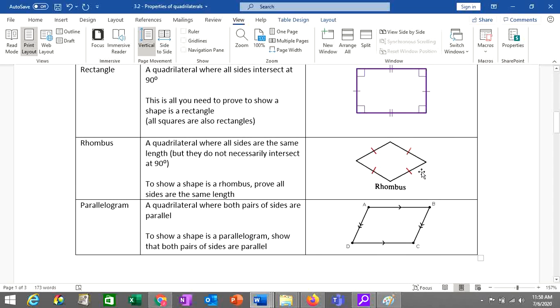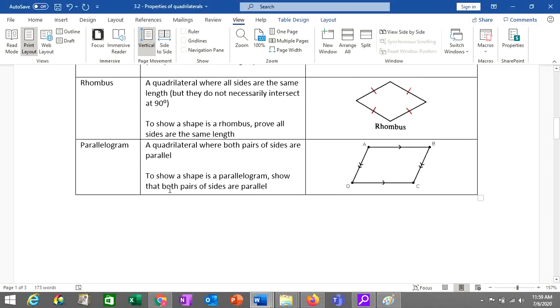A rhombus. So a rhombus is a quadrilateral where all sides are the same length. So if you want to prove something is a rhombus, you're looking at proving that all sides are the same length. But the angles are not necessarily 90 degrees. A square is also a type of rhombus where these angles are 90 degrees, but for most rhombuses, the angles here will be something different. Okay, so all you've got to do to prove something is a rhombus is show that all four sides are the same length.